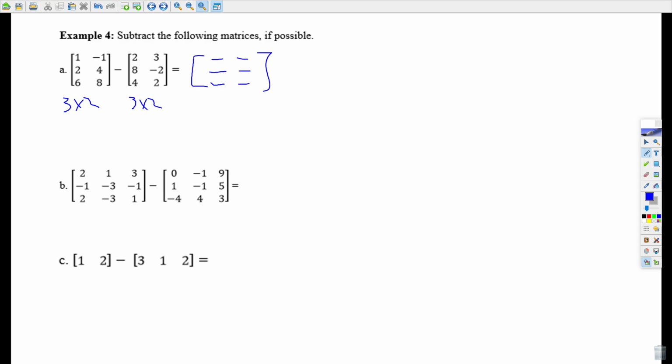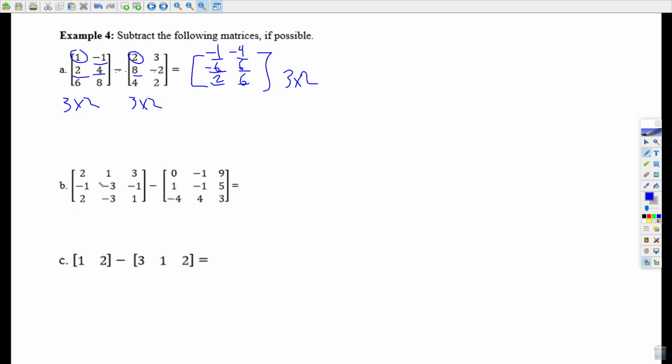So let's subtract. 1 minus 2, that is negative 1. Negative 1 minus 3 is negative 4. 2 minus 8, negative 6. And we keep going. 4 minus a negative 2. This is the first time we see this double negative here. That's going to be changed to a plus, so it's 4 plus 2, which is 6. 6 minus 4 is 2, and then 8 minus 2 is 6. That's it. Another 3 by 2.